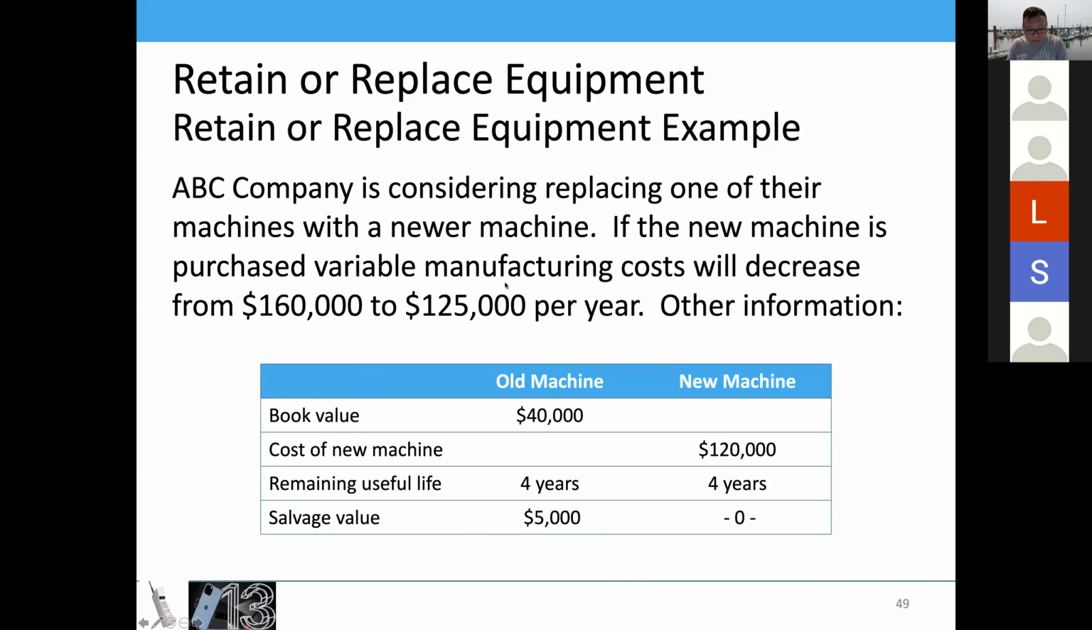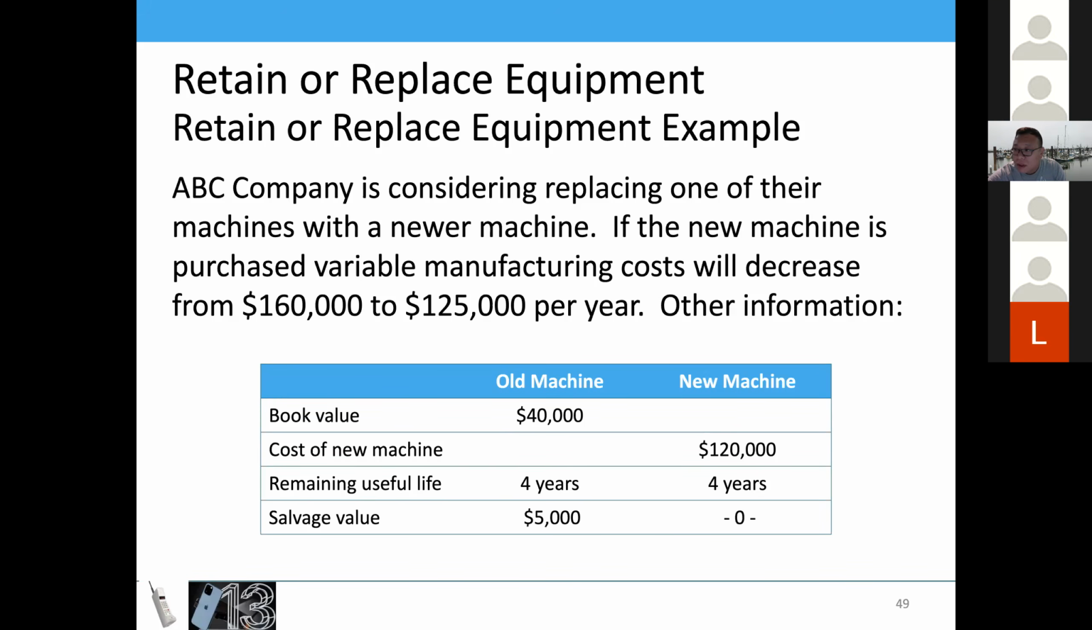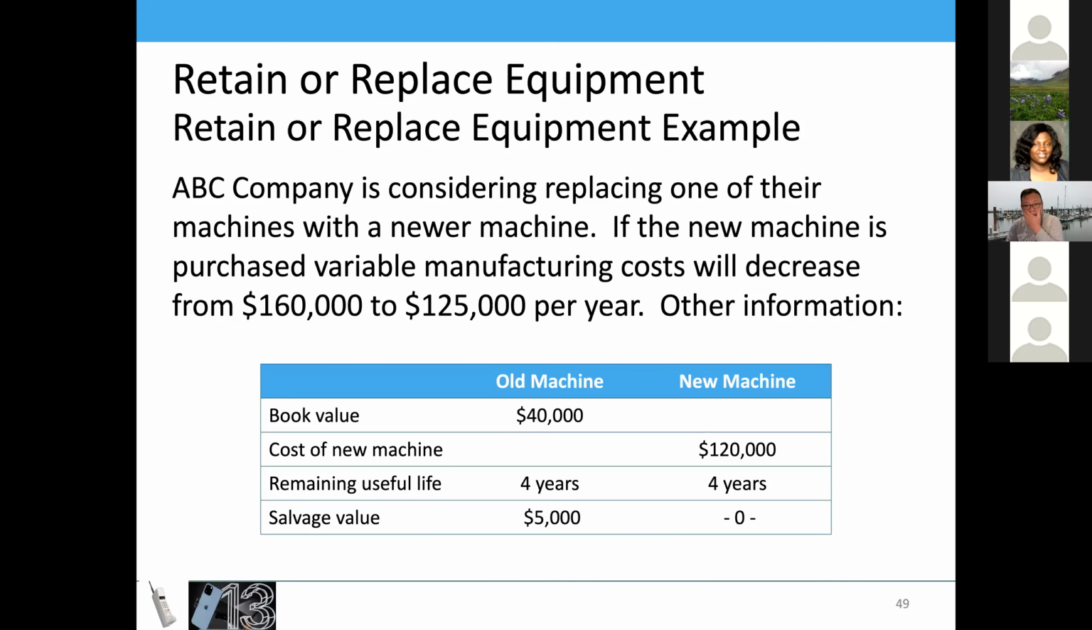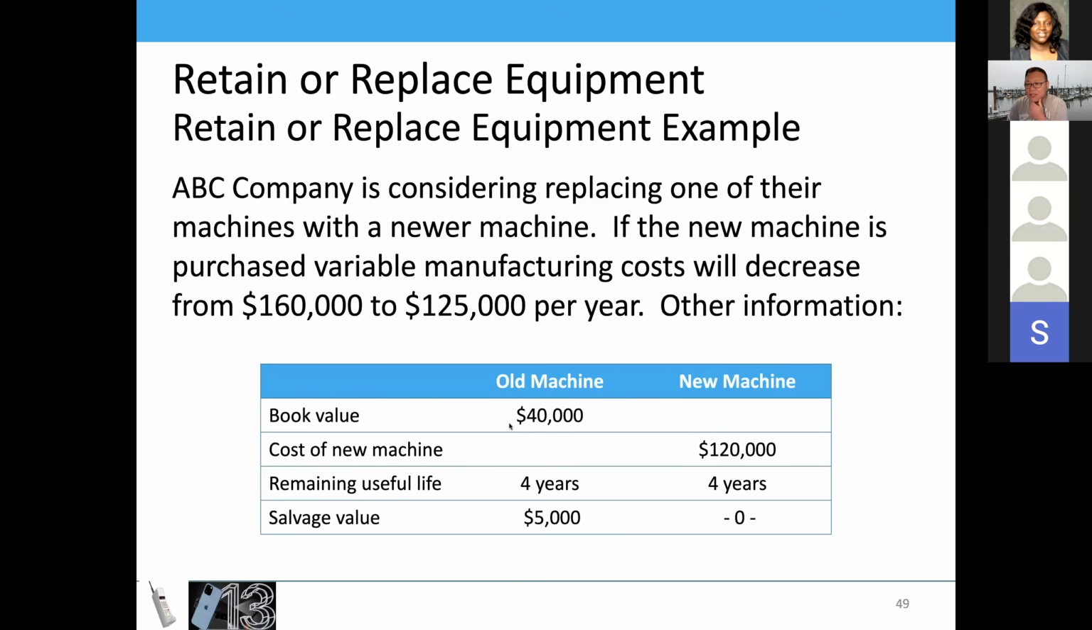Other information: the book value is 40,000. Is the book value relevant in this decision? Thomas? It wouldn't be, no, because it is a sunk cost. Yeah, thank you. I just mentioned this. So book value is a sunk cost, so don't even consider it. It won't affect your decision making.